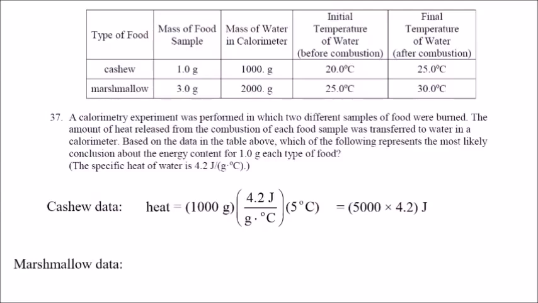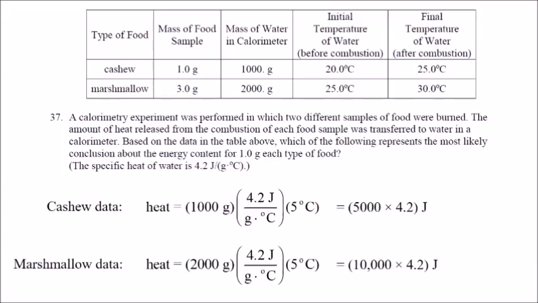For the marshmallow, we have 2,000 grams of water. Again, the specific heat capacity of water is the same, and our delta T is also 5 degrees Celsius. That would be the math, 10,000 times 4.2. So in terms of the heat released for the marshmallow, that would be 42,000, and the heat released for the cashew, that's actually half as much, would be 21,000.